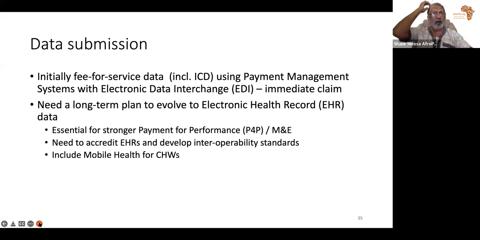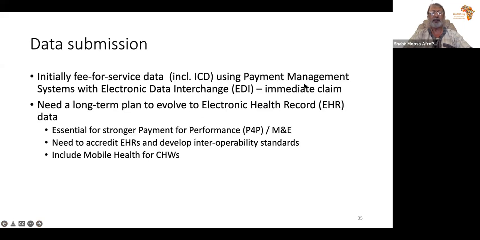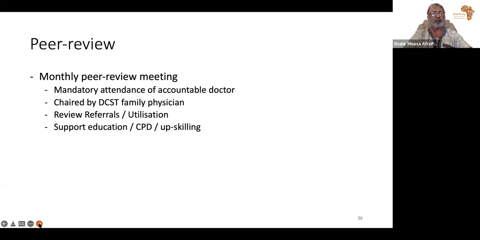et cetera. Data submission, the expectation is that we in South Africa have easily available, across Africa, easy payment management systems with EDI. And we said that really needs to be an immediate expectation, no paper. And that we need to evolve to an electronic health record system that will be part of the payment for performance system, that by year three, they need to have that, including e-health, mobile health, for community health workers.